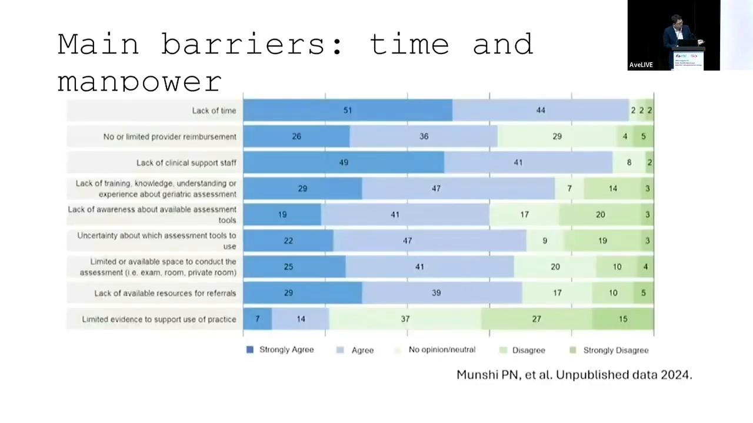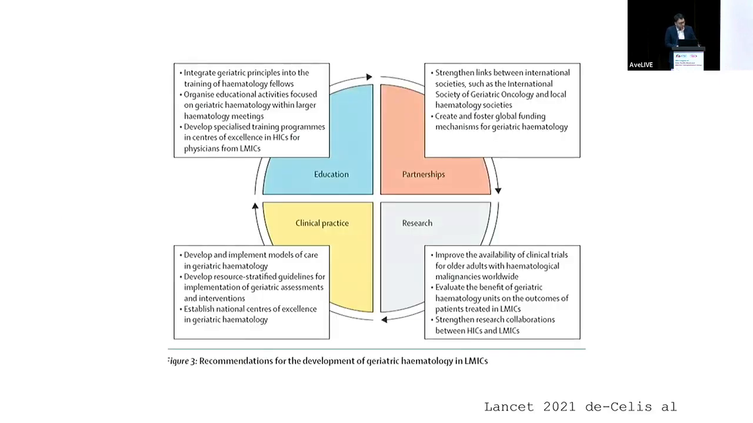This is shared by the UPenn group. They did a survey and realized that most transplant physicians claim they don't have time, they don't have clinical support, and they don't have the training and knowledge to carry out all this geriatric assessment. If you're interested, you can read this paper in the Lancet, which talks about how to set up a geriatric hematology service in low and middle income countries.